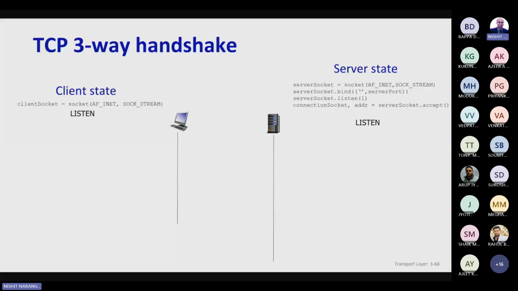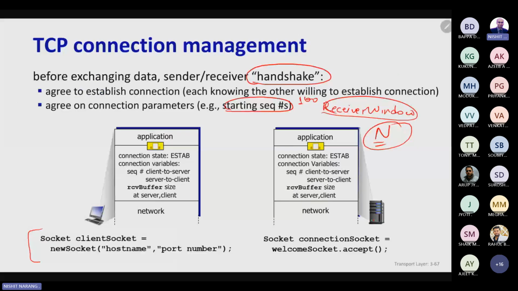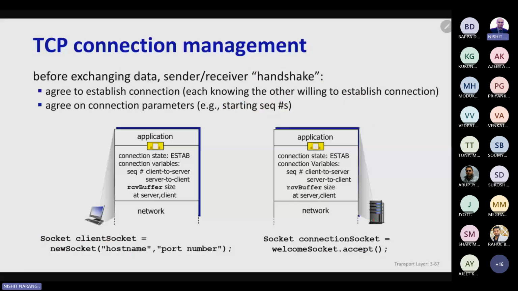Okay, people who know network programming would have written code like this. On the sender side, you would have said client socket equal to new socket, host name, port number. So you initialize a socket. In reality, this is what triggers the TCP connection management. At the receiver side, the server accepts the socket. This demonstrates the willingness to establish the connection. So what is happening when you write network code like this? You open up a socket.